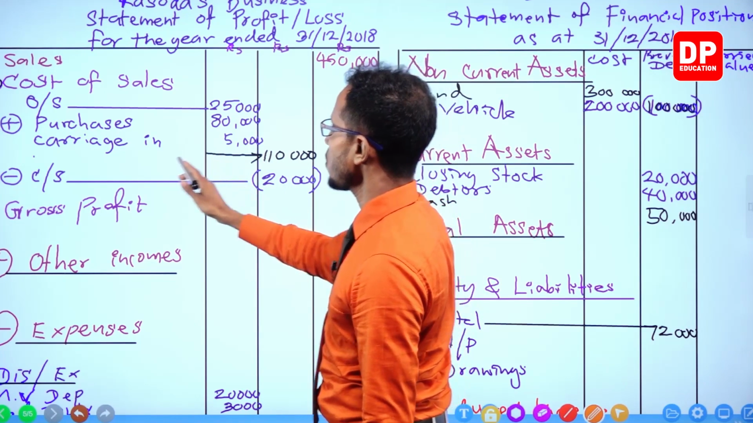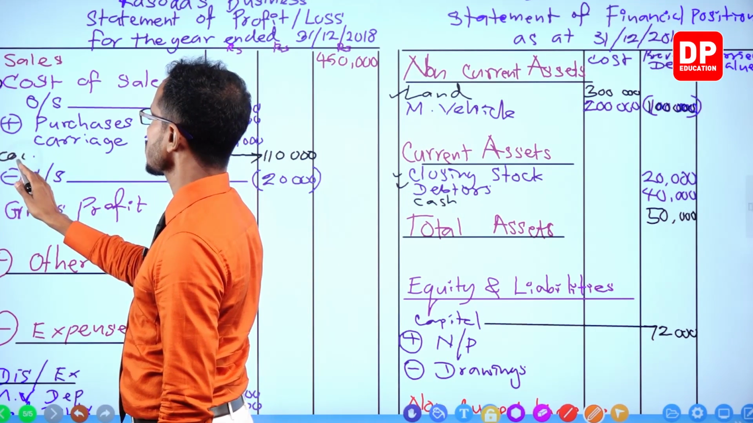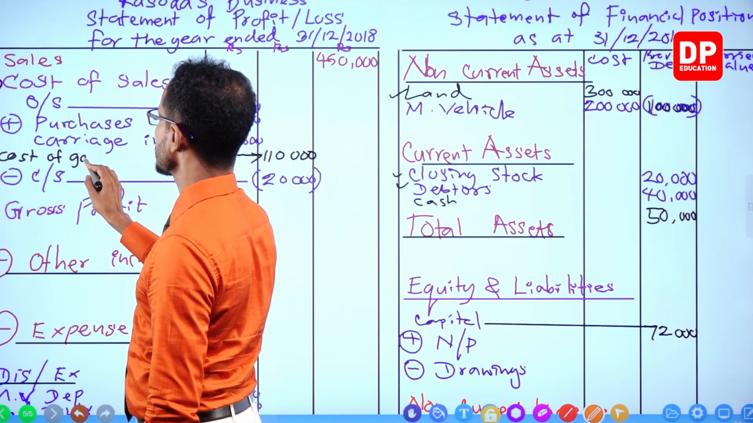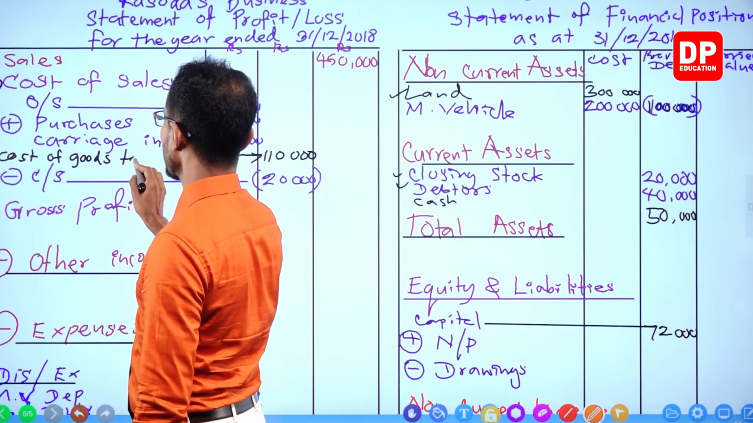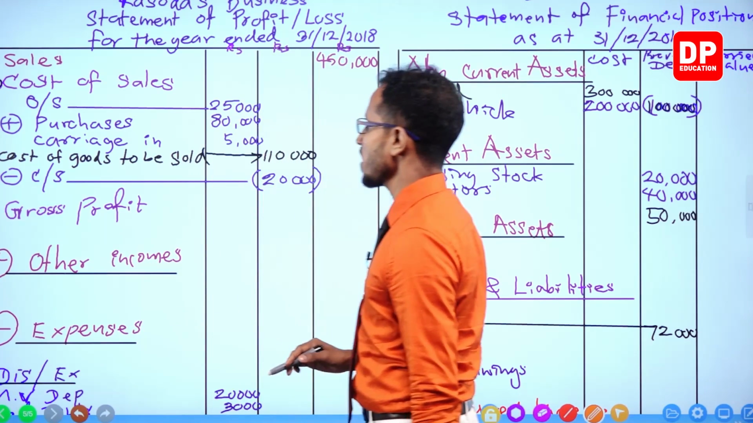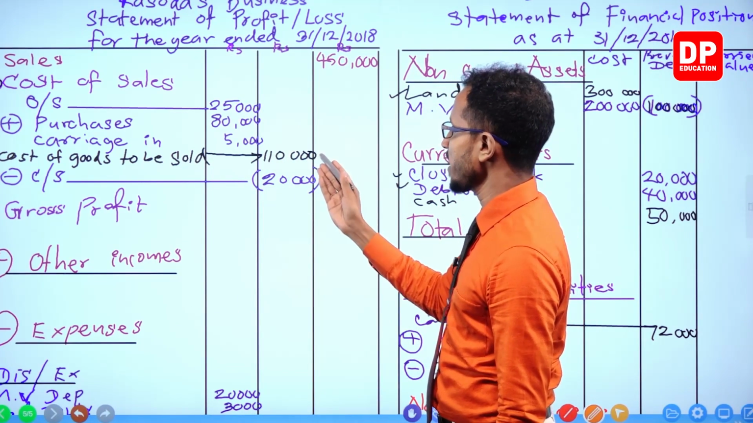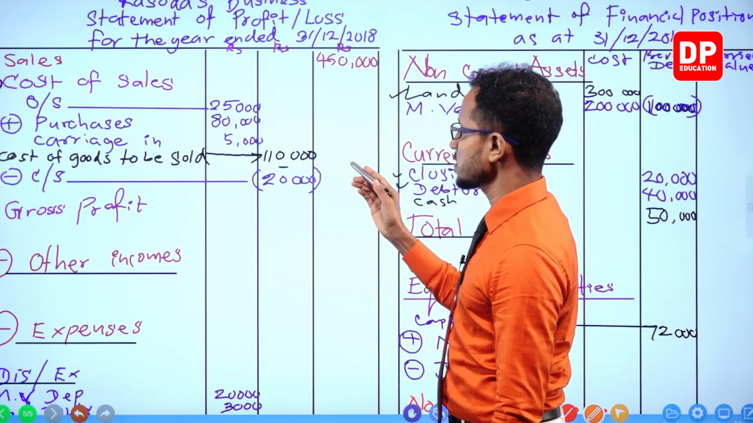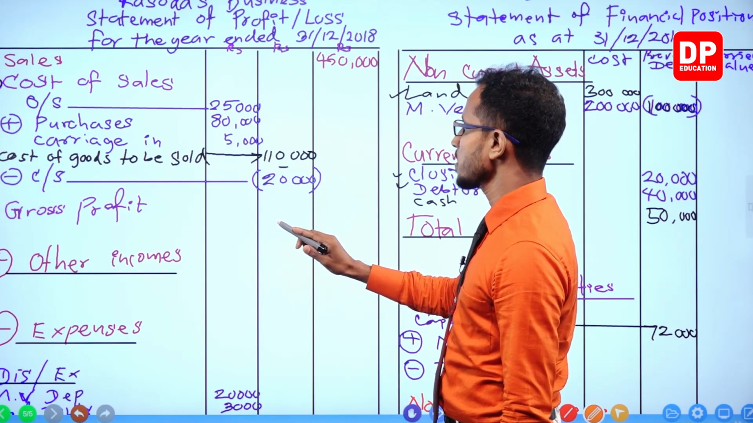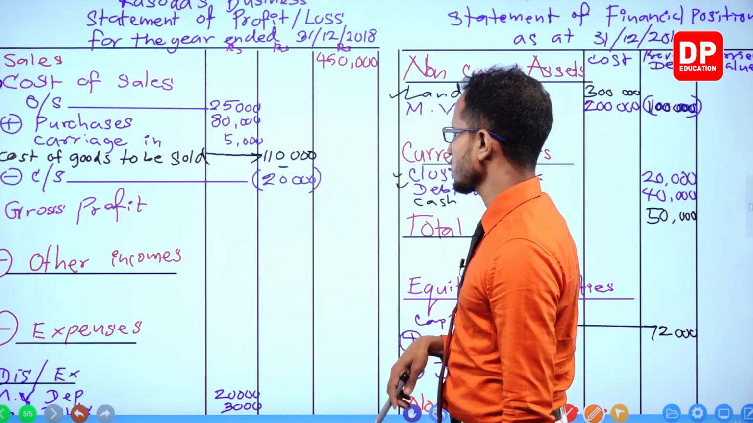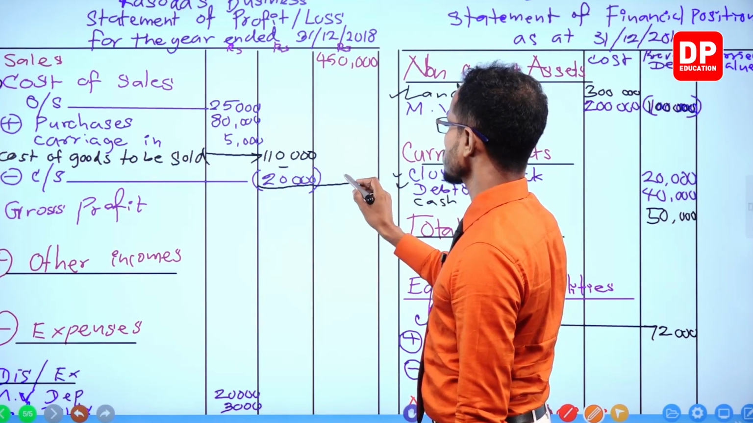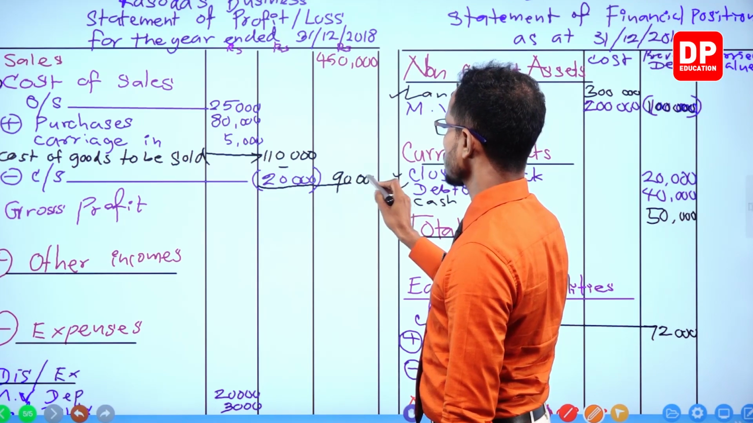This 110,000 is known as cost of goods to be sold. From that, minus 20,000 and you get cost of sales. 110,000 minus 20,000 is 90,000. Take the 90,000 to the next column. That is cost of sales.